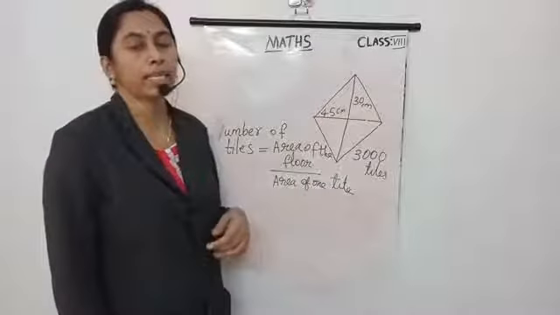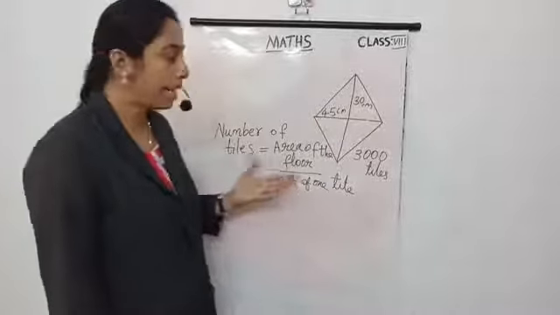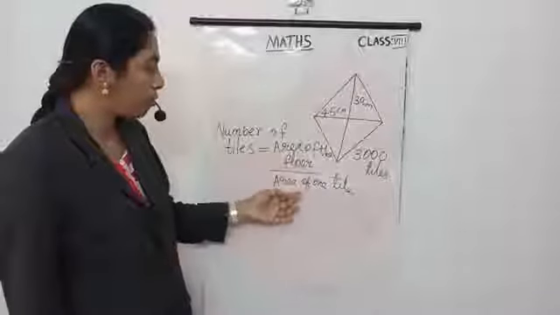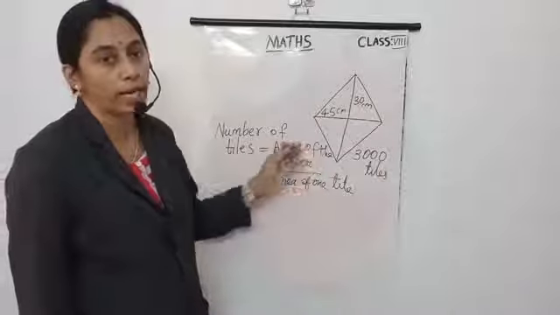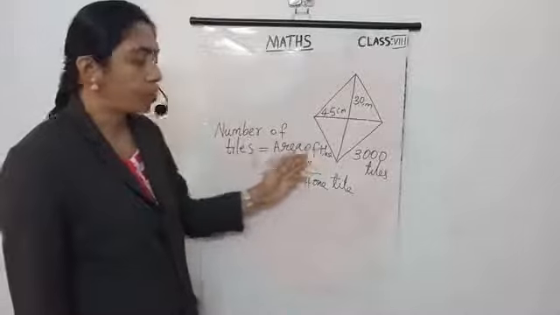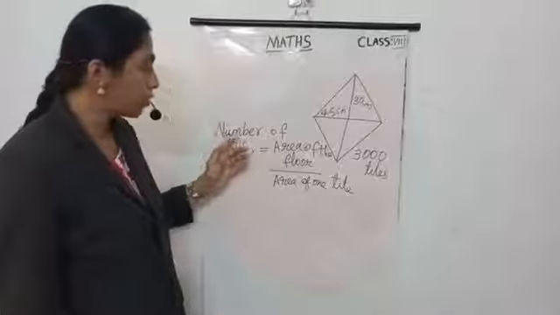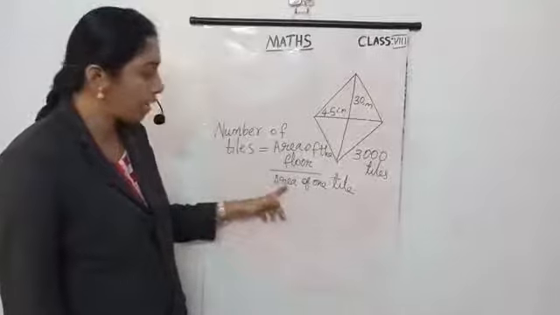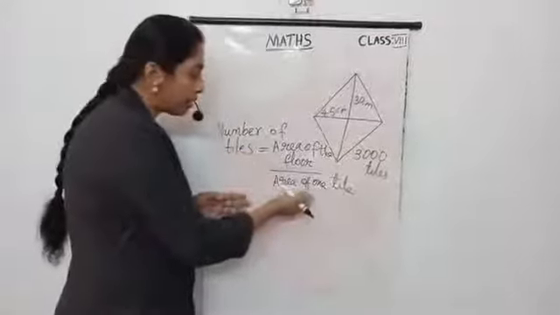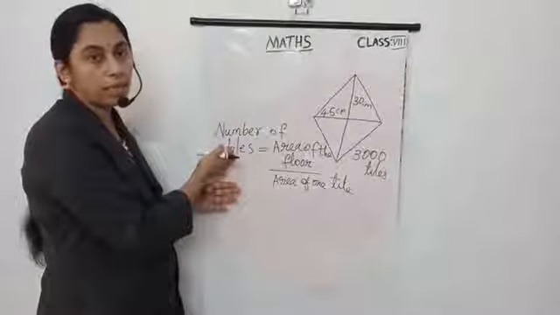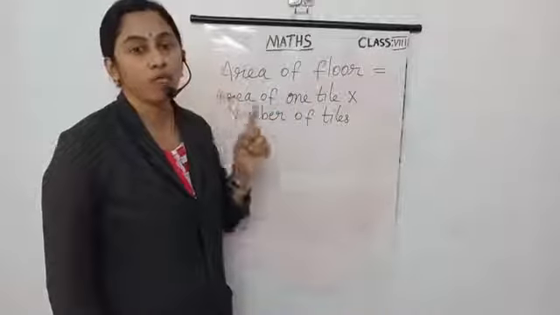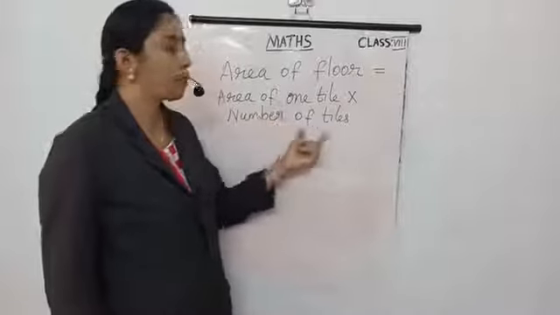So in the previous exercise 11.1 we already learned this formula. Number of tiles is equal to area of the floor by area of one tile. From this we can find the area of the floor. Area of the floor is equal to number of tiles into area of one tile. That is, we transpose this to this side. Here this is division, so this will change as multiplication. So, area of the floor is equal to area of one tile into number of tiles.